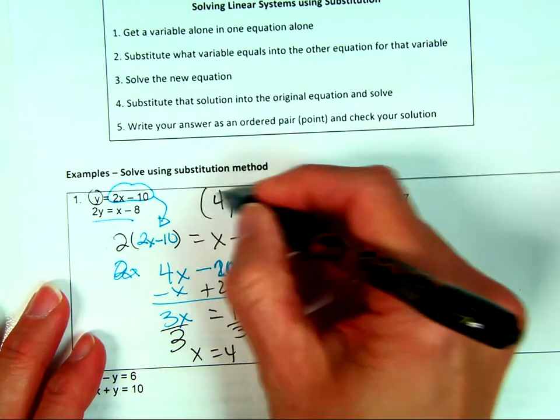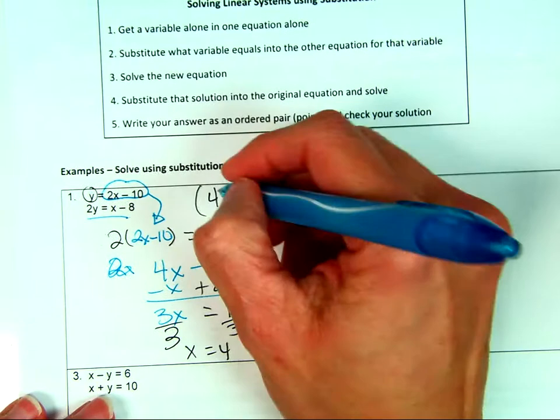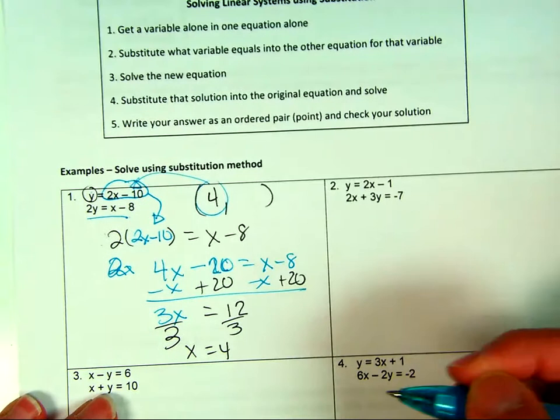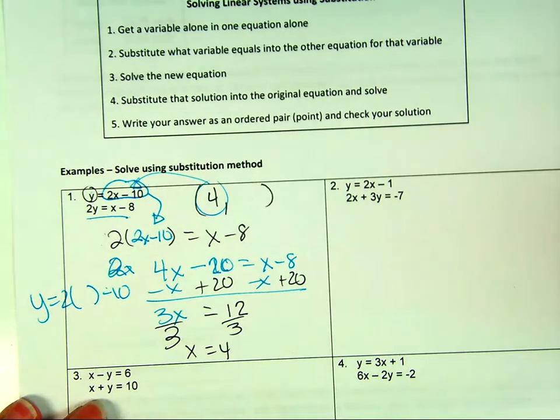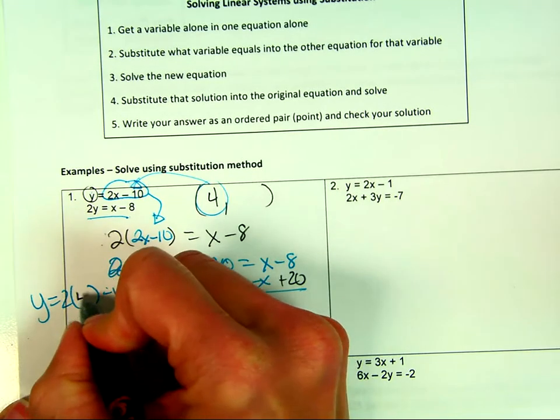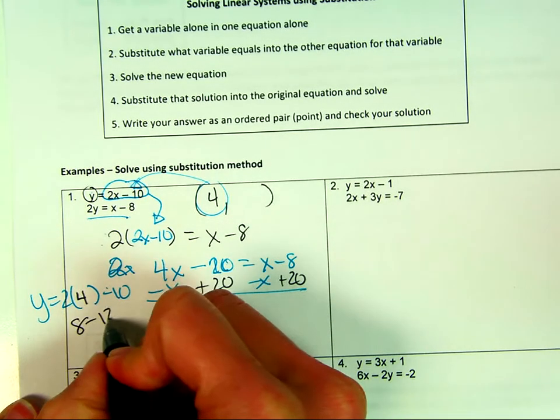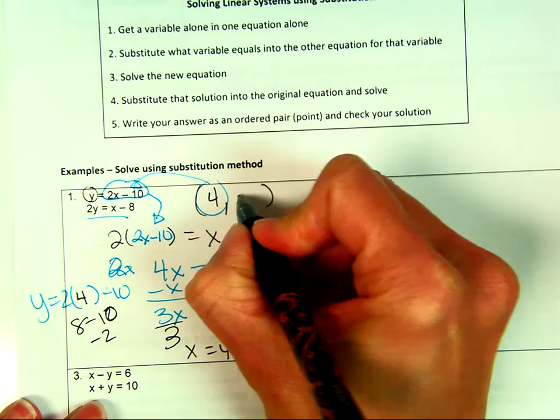So I take my x that I just got and plug it back in to the x over there. So I'm going to get y equals 2 times x minus 10. What am I going to put in for my x? My 4. So I get 8 minus 10. That gets me a negative 2.